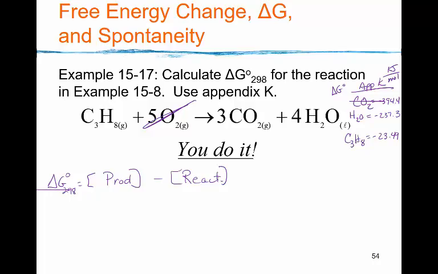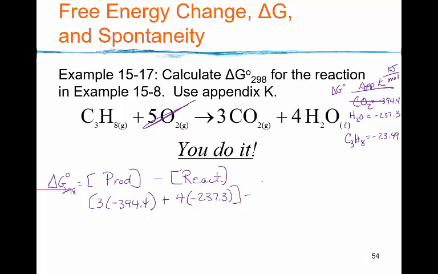It just asks if it wants delta G, if it wants delta H, or whatever. If you're doing it by the tables, you should be able to do this pretty easily. Okay, so our products is going to be, we've got a 3 here. This is a balanced equation. So 3 times a negative 394.4 plus 4 times our water, which is a minus 237.3.